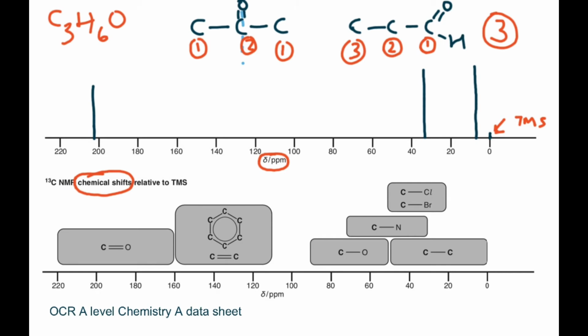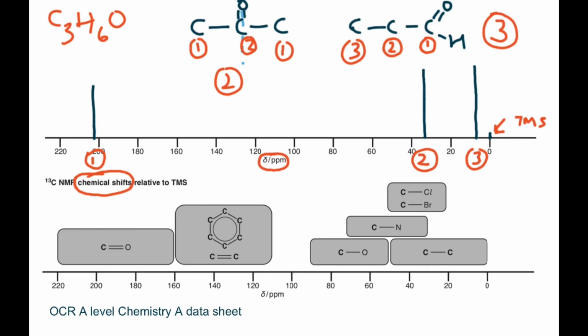Therefore, propanone has got 2 carbon environments in total. Now, in the carbon NMR spectrum, you have got 3 peaks. You've got a peak at just over 200 ppm, parts per million, a peak at just over 30 parts per million, and another peak which looks like it's about 10 parts per million. So you've got 3 carbon environments.